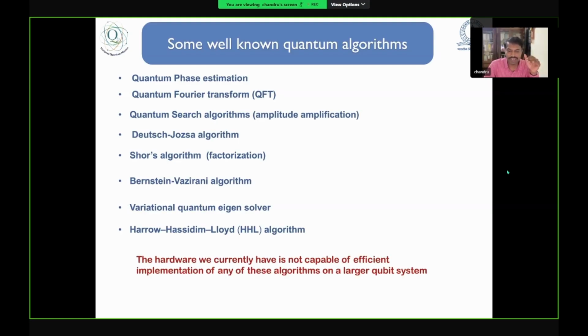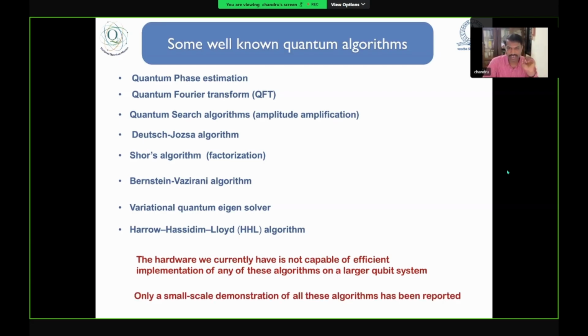However, the hardware we currently have is not capable of efficiently implementing any of these algorithms in a large qubit system. When I say large qubit, I'm talking about like 20, 30. Few tens or even hundreds, even 100 qubits have been claimed by some big IBM quantum processor, but they have not been able to implement any of these algorithms at that large number of qubits which they have, because the number of gate operations needed is still very high. But at a small scale, like a few qubits, all these algorithms have been implemented and tested quite efficiently. Right? So only a small scale demonstration has been reported.